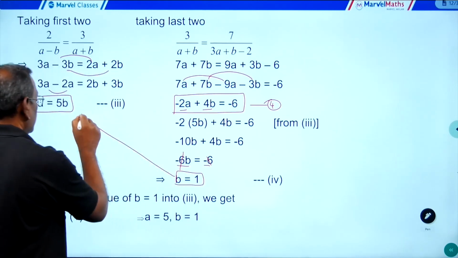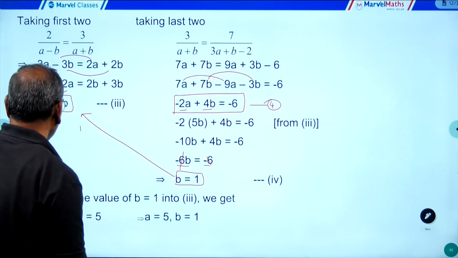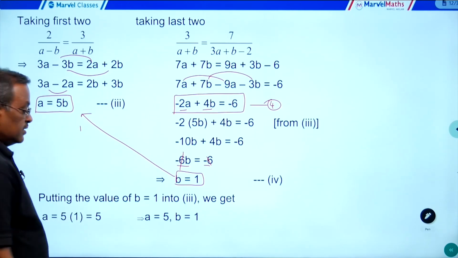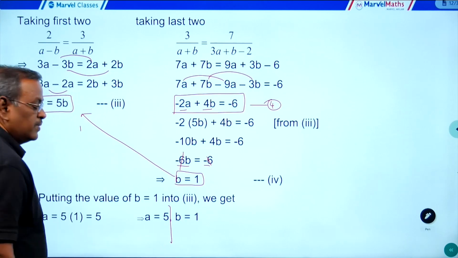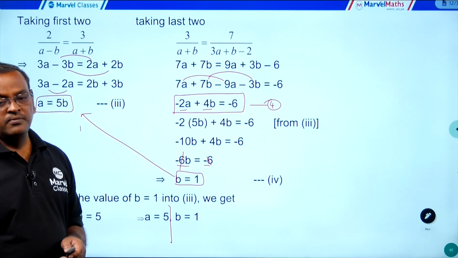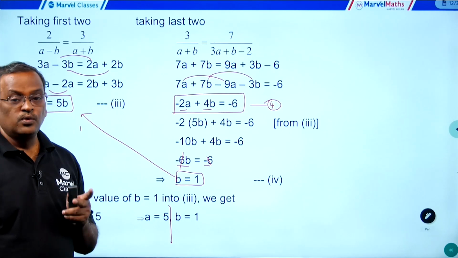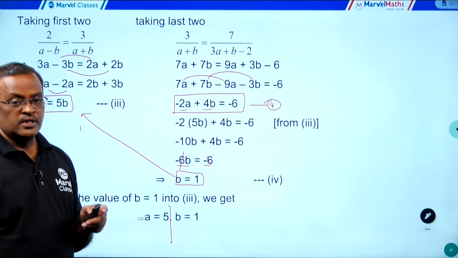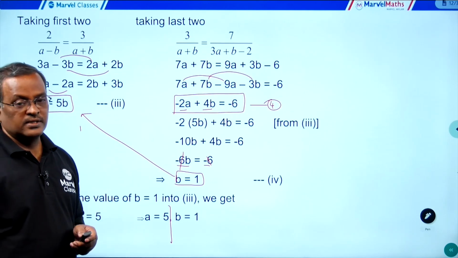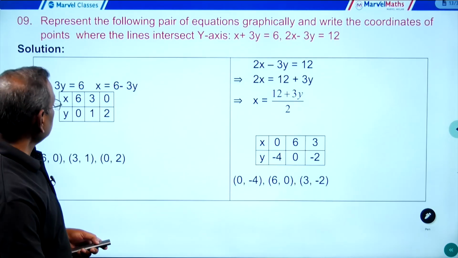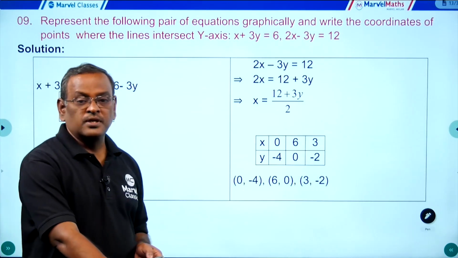And substitute b equal to 1 here. If I substitute b equal to 1 here, a equal to 5 into 1, which is equal to 5. The value of a is 5 and the value of b is 1. So one of the very important problems which is related with two unknown constants for infinitely many solutions. For infinitely many solutions, two unknown constants are possible. In the other two cases, finding the values of two constants is not possible.